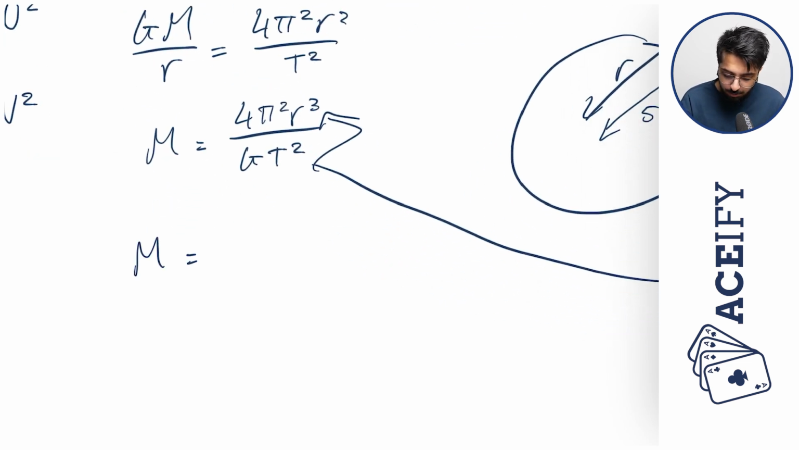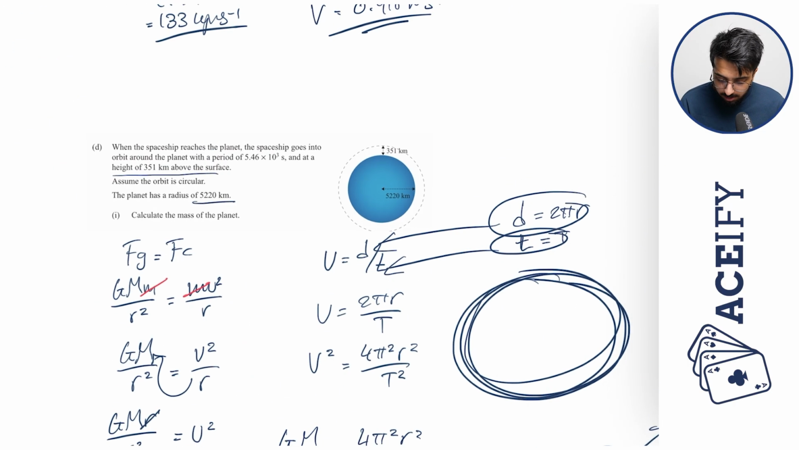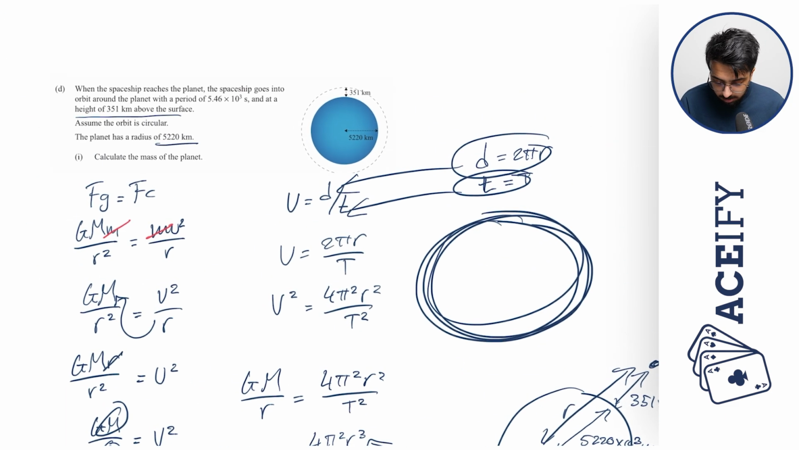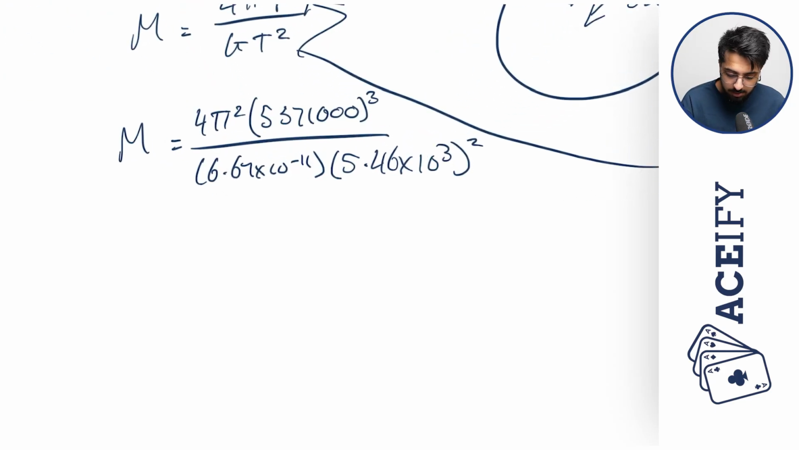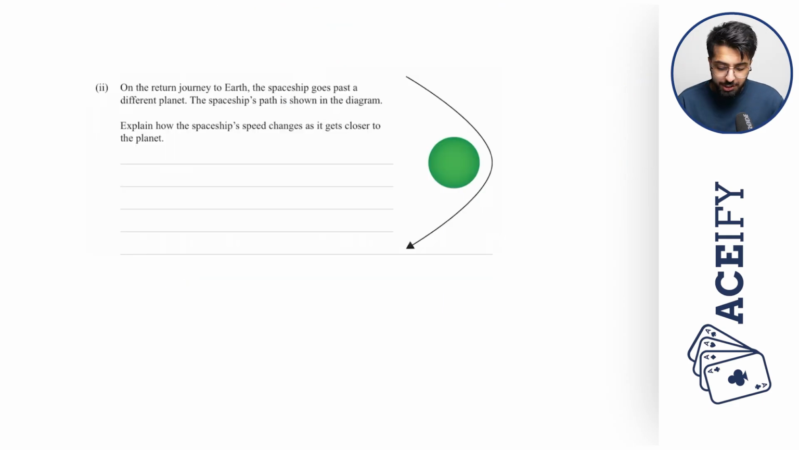All right, so now we can simply plug this into here, okay, and we get our mass of the planet is equal to 4 pi squared times 5571000, that's cubed, all over 6.67 times 10 to the negative 11 times our period squared, which our period is 5.46 times 10 to the 3, and that's all squared. And this gives the mass of the planet as 3.43 times 10 to the 24 kgs. There we go.